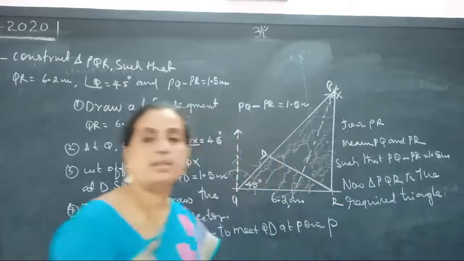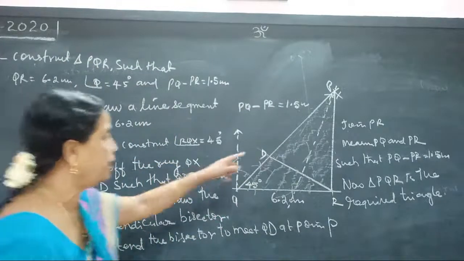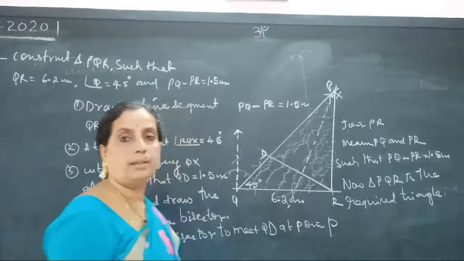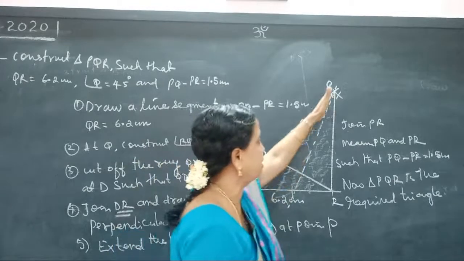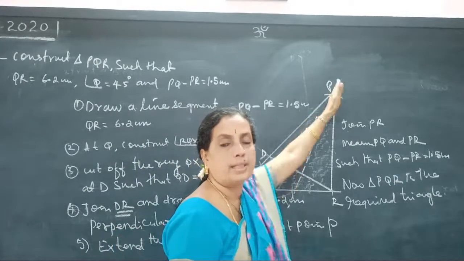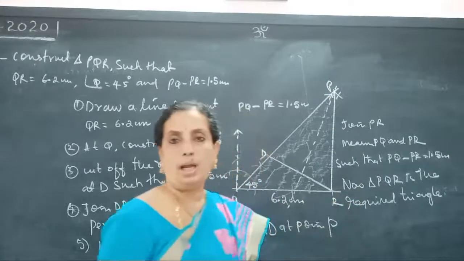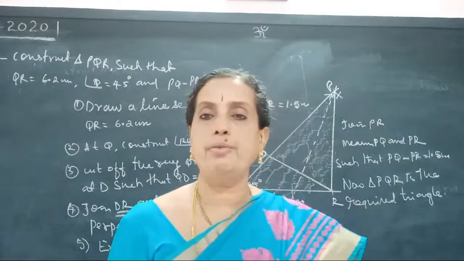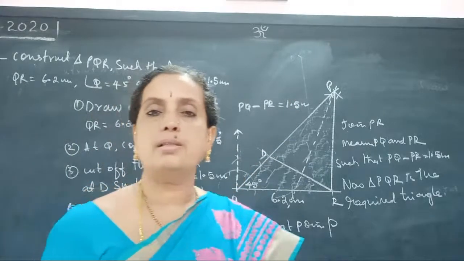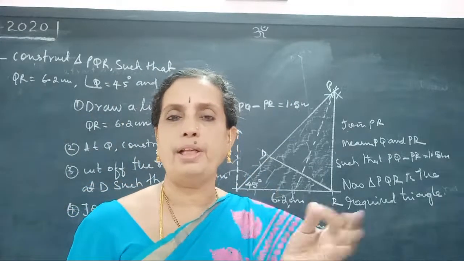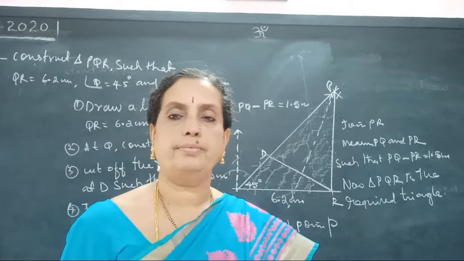So the only difference from the previous one is, for the sum you get the intersection right here, and you directly join. For the difference, the cutting off is here only. You have to extend the perpendicular bisector till you get the extended part of intersection, and from there you join the base. You can verify your construction if you measure PQ and PR. If the difference is 1.5, a half-millimeter error is okay. Then only your construction is correct. Clear?